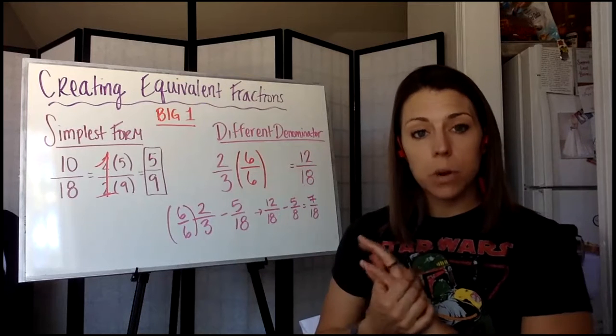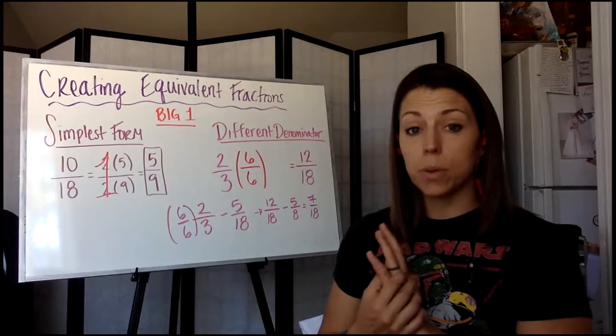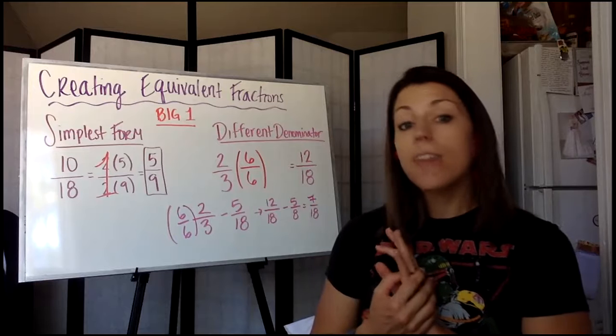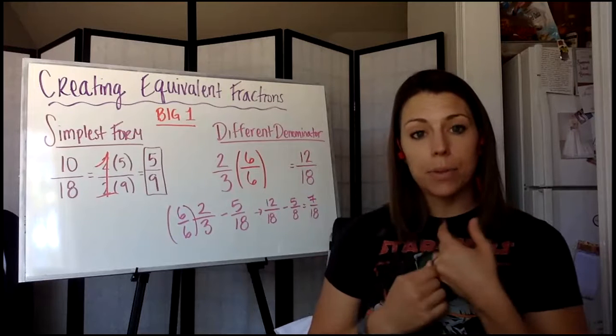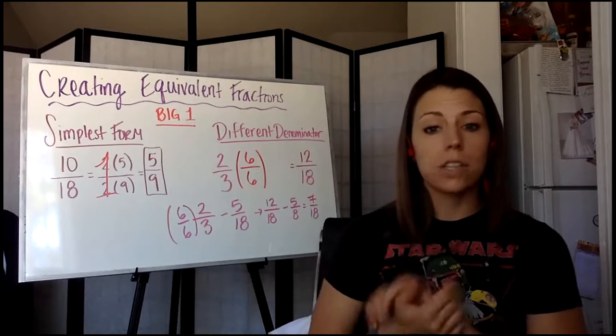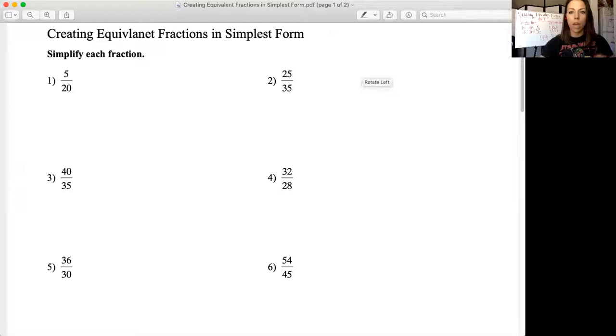Now we're going to look at some worksheet practice examples where we're simplifying fractions, and then some IXL examples of identifying equivalent fractions on a number line. Okay, so first up, we're going to be simplifying each fraction. And again, to simplify means to find a common factor in both the numerator and denominator, which would then create a big one.